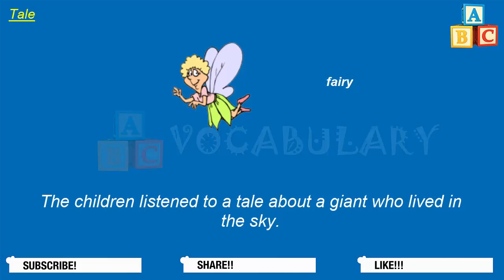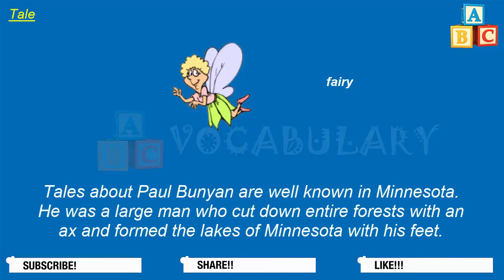The children listened to a tale about a giant who lived in the sky. Tales about Paul Bunyan are well known in Minnesota. He was a large man who cut down entire forests with an axe and formed the lakes of Minnesota with his feet.